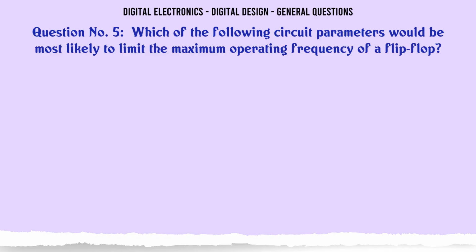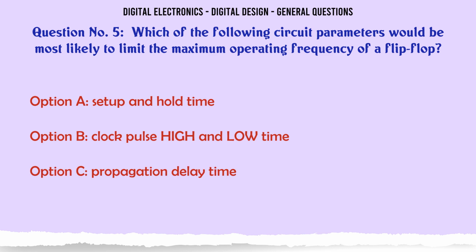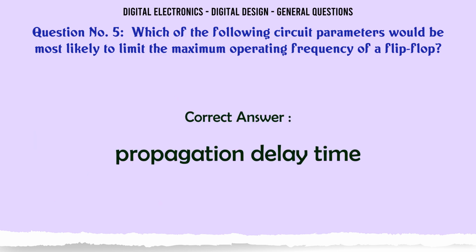Which of the following circuit parameters would be most likely to limit the maximum operating frequency of a flip-flop? A. Setup and hold time. B. Clock pulse high and low time. C. Propagation delay time. D. Clock transition time. The correct answer is propagation delay time.